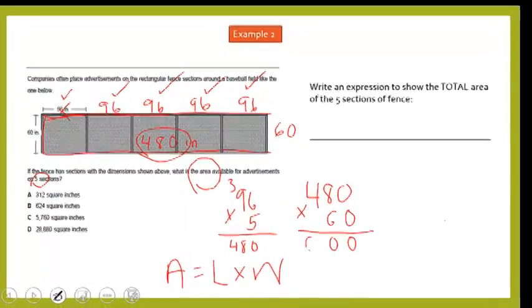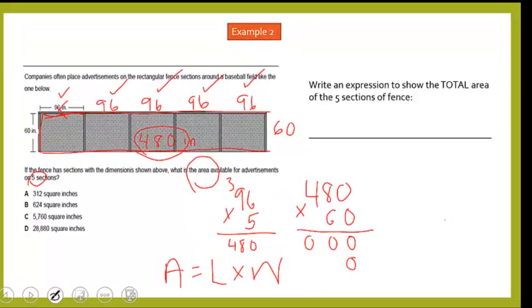0, 0, 0. Drop it down. 6 times 0 is 0. 6 times 8 is 48. 6 times 4 is 24, plus 4 is 28. Now I need to add it up. So my area is 28,800 inches squared, or square inches. D is the correct answer.